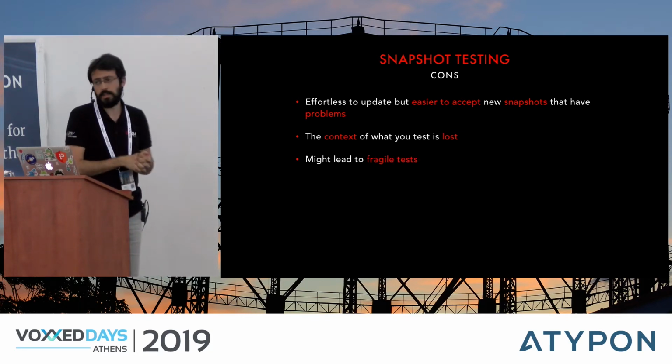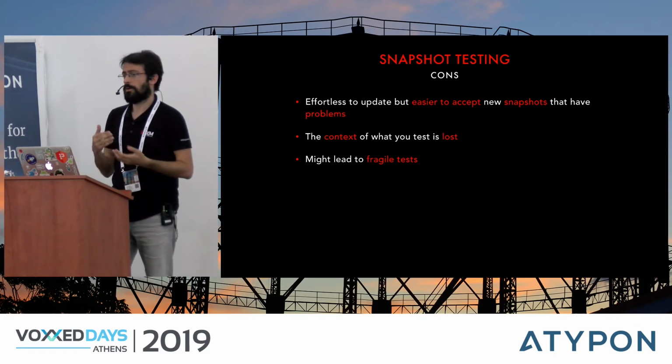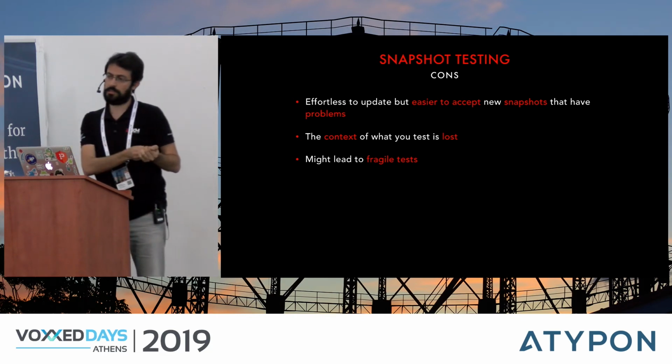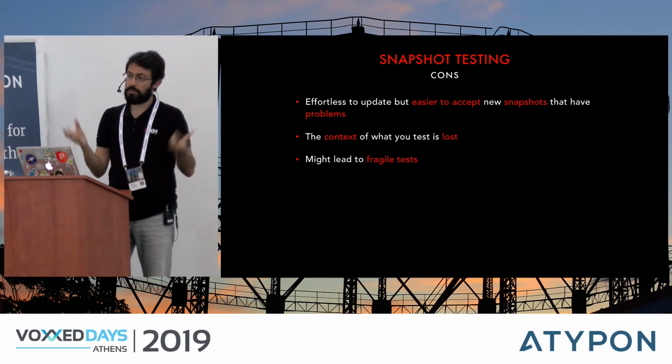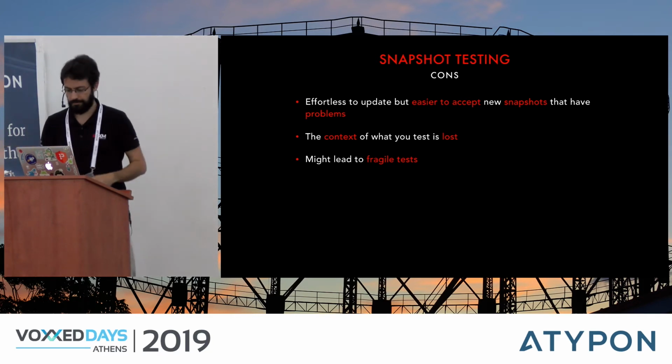And sometimes it might also lead to fragile tests. For example, your program might be interested in some properties of the expected output, but if any property changes, then the test will fail, even for properties that you don't really care about.